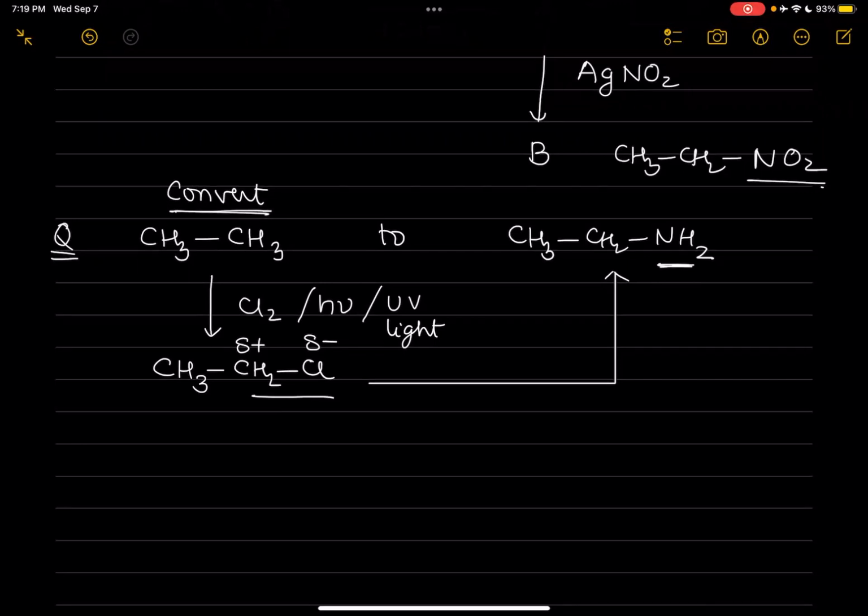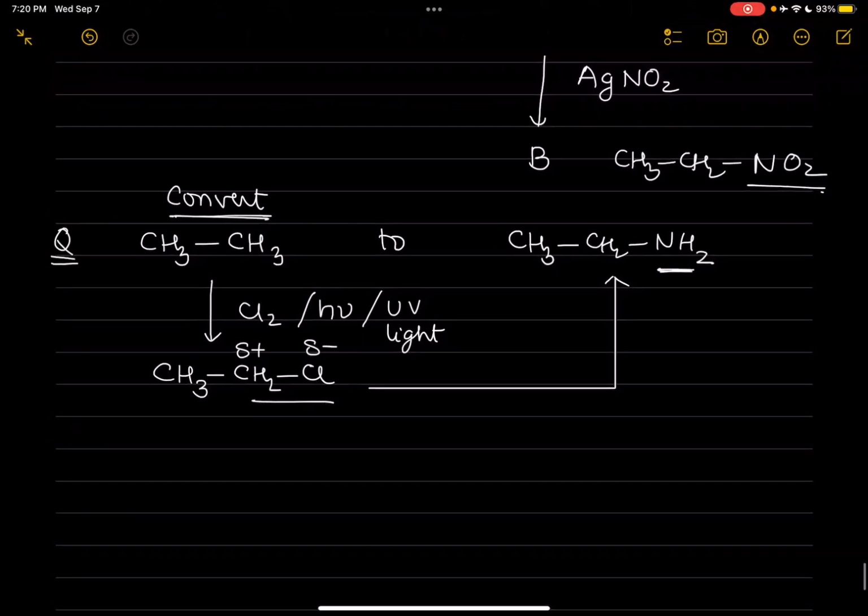Yeah, Anushka, tell me which reagent you can use which can displace Cl minus and bring in NH2. Sir, can we use KCl? We just need NH2, okay. Either we can use NH2 minus, NaNH2, or we can use ammonia, neutral ammonia. Ammonia is a nucleophile.